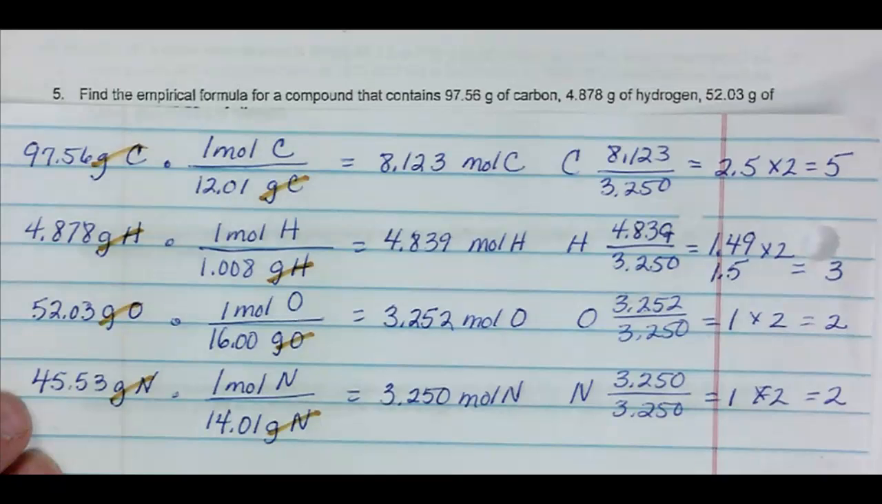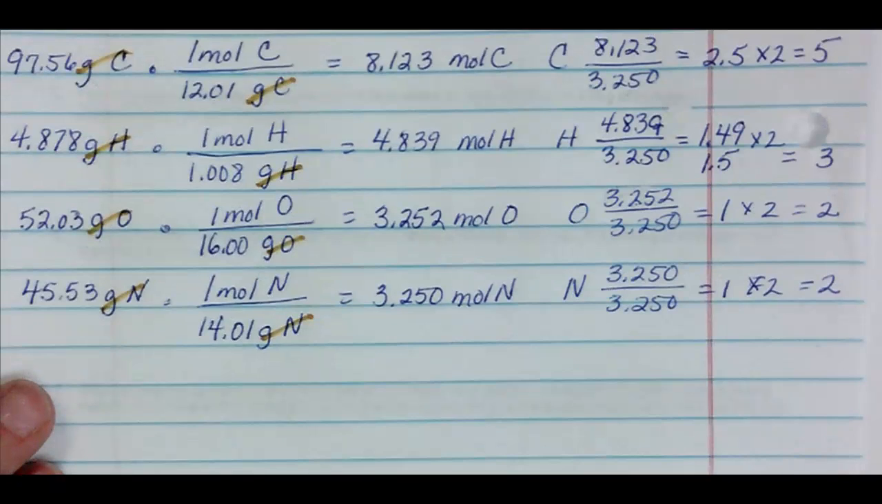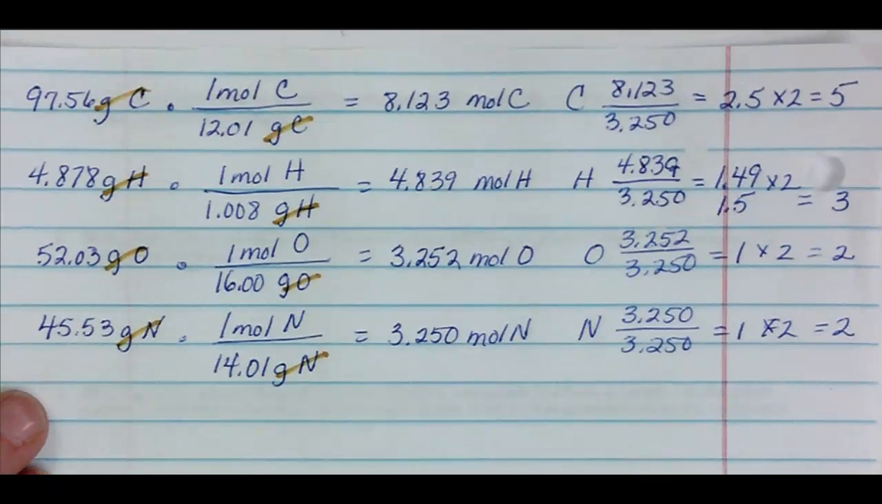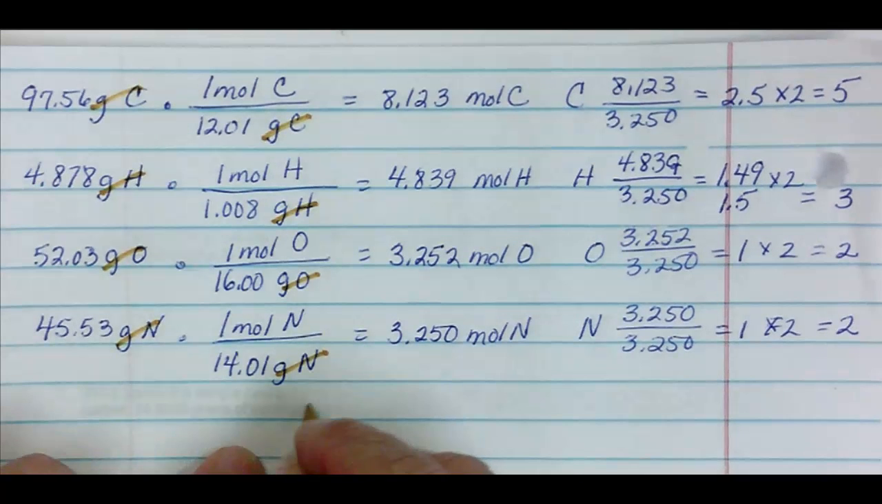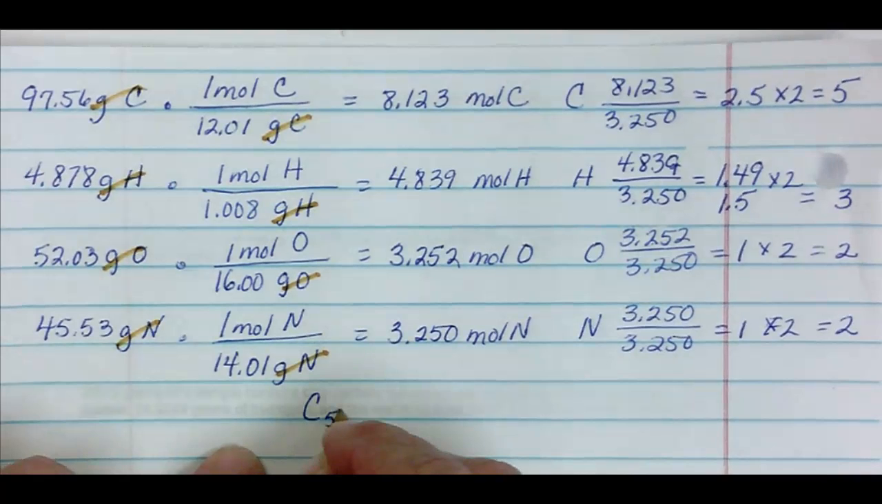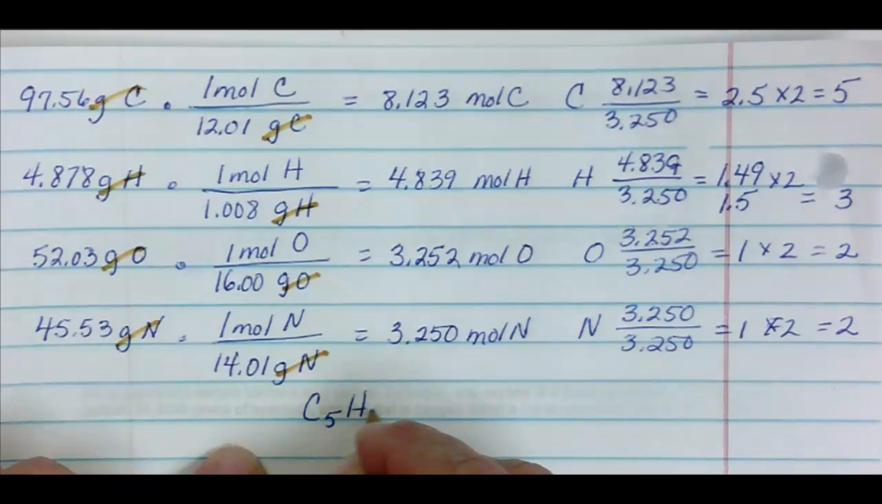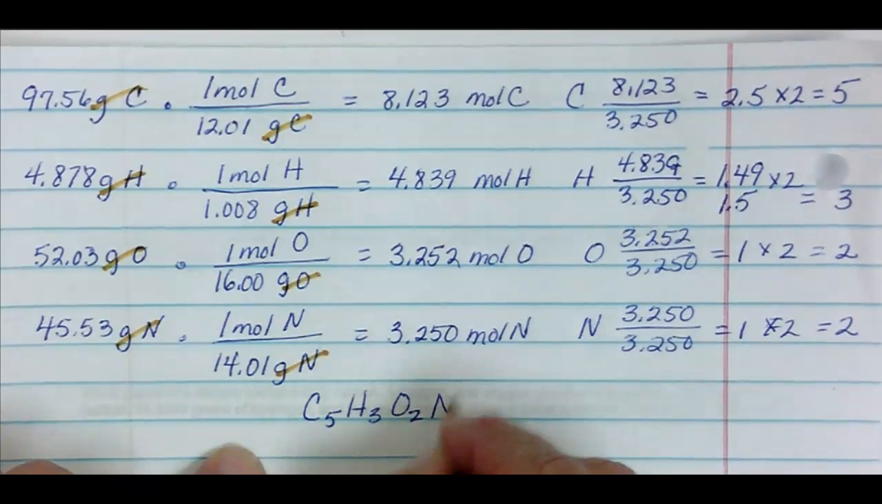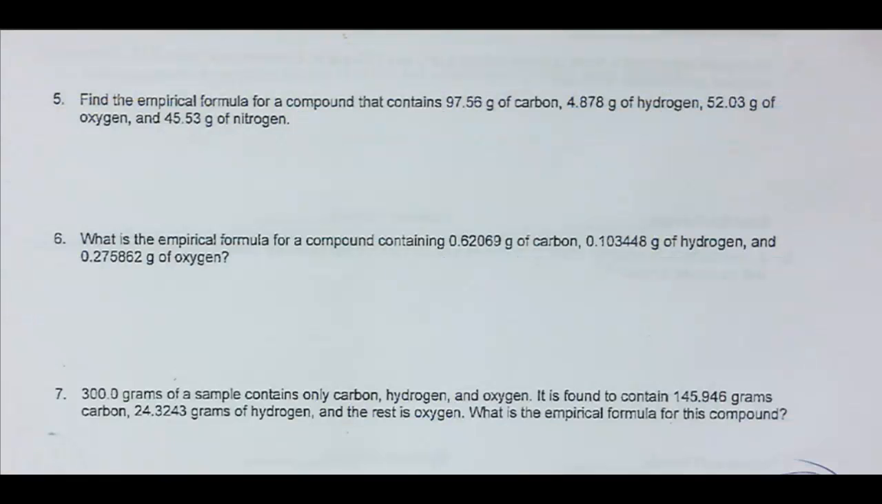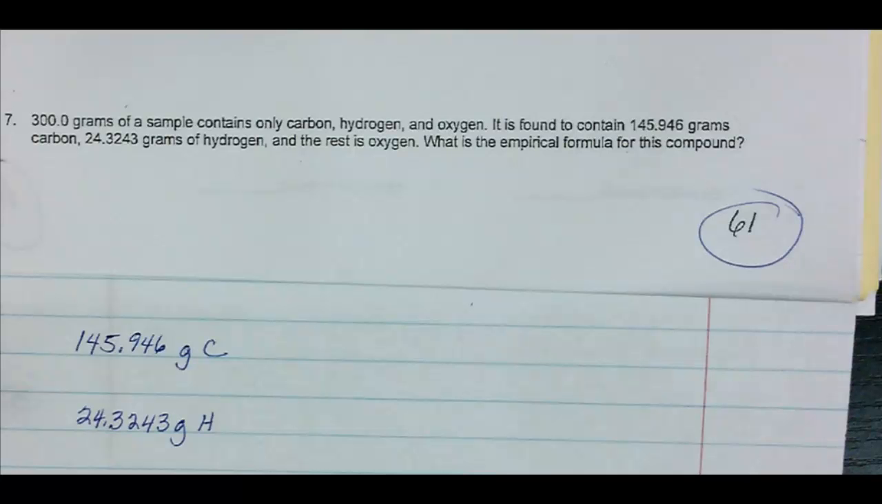So now when I go to write my formula for this one, my empirical formula, I have C5H3O2N2. Okay? Okay, and we're going to go ahead and do number 7 real quick. Okay, so let's go ahead and get started on this one. This one's a little bit different than the other ones.